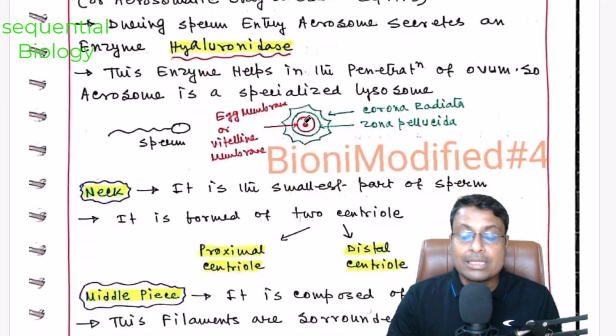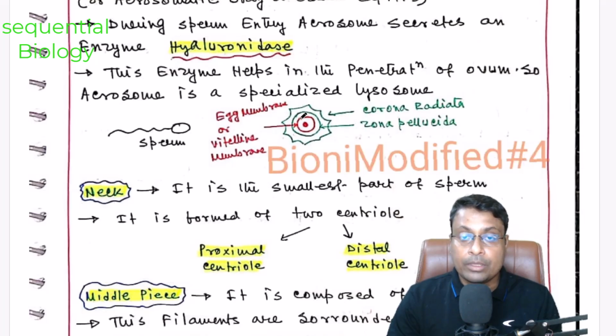And here you can see a female gamete or ovum, with the nucleus and the protoplasm, and this protoplasm is surrounded by the egg membrane or vitelline membrane. In the case of humans, the egg membrane or plasma membrane is also known as the vitelline membrane. Just outside of this plasma membrane, the zona pellucida is present, and outside of the zona pellucida, a corona radiata is present.